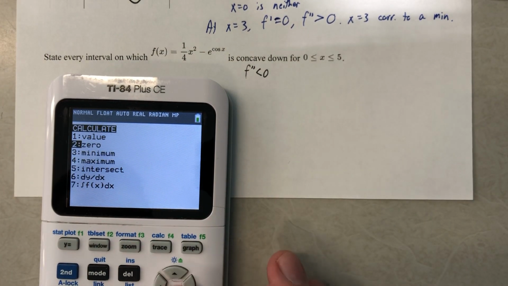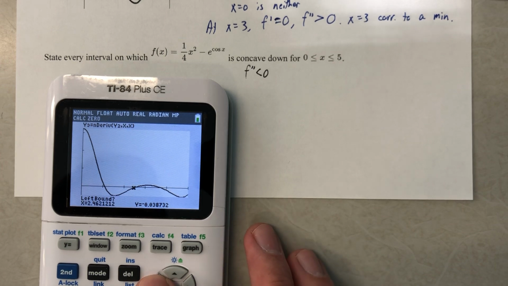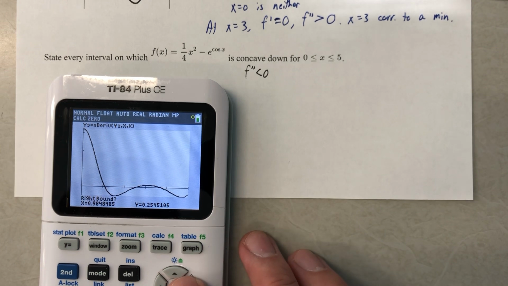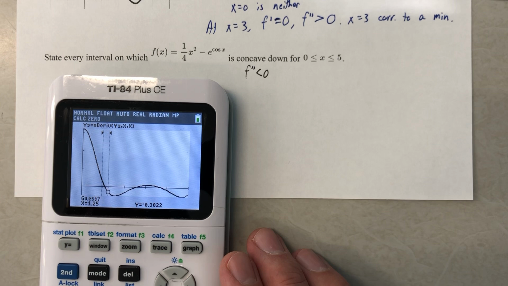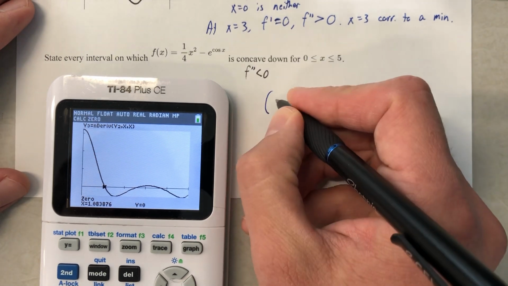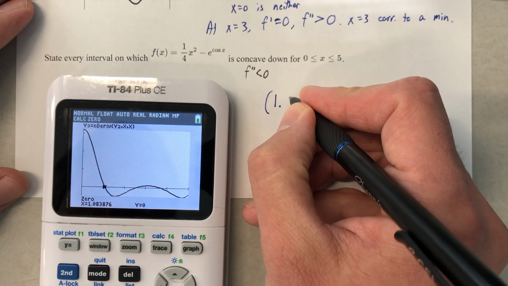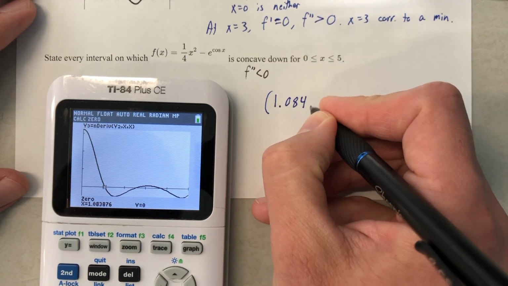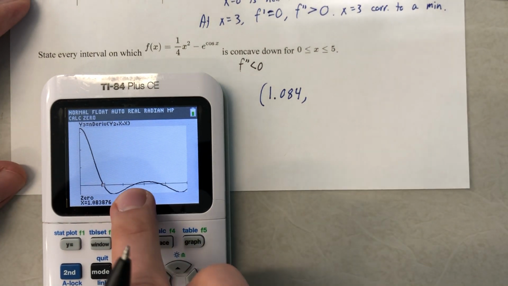Second, calc, 0, left bound. Okay, so I'm going to aim for this one first, and I'm going to go just a little bit to the left of it, and it's going to be a slow process. Might even have time to draw a little cartoon. There we go. Go to the left, go to the right, press enter on guess. It'll take it a minute. And our first answer is going to be from 1.084, always 3 decimal places, to this x value.